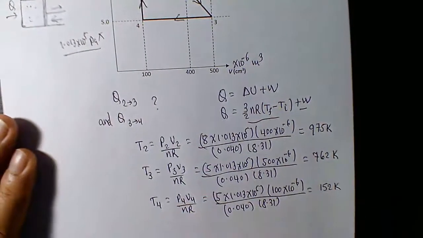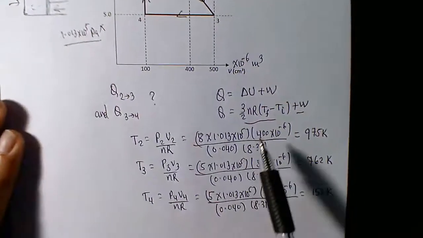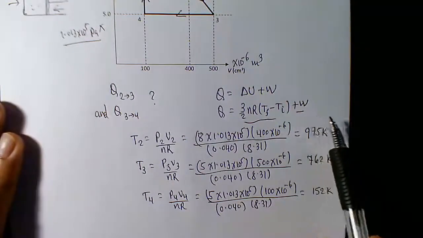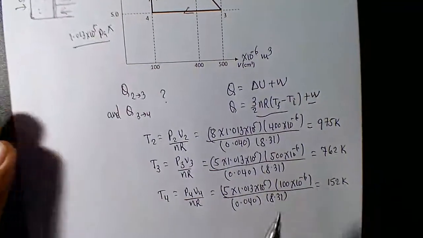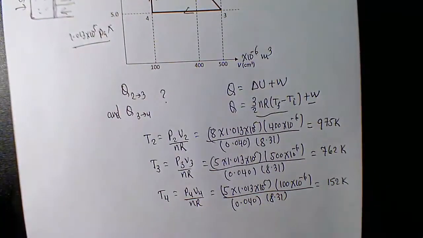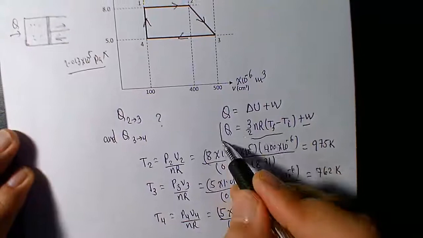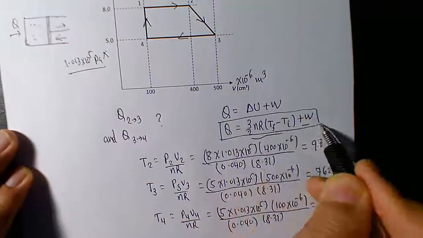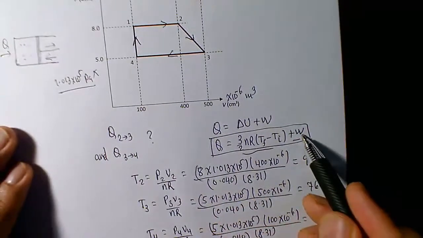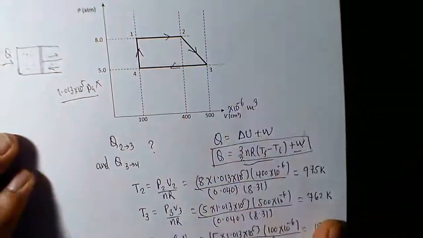Okay, so after finding the temperatures, why are we finding the temperature? Because we need those here. And you need one more thing. So to use this formula, we already got the temperatures, which is good, but we also need to find the work done during each process.